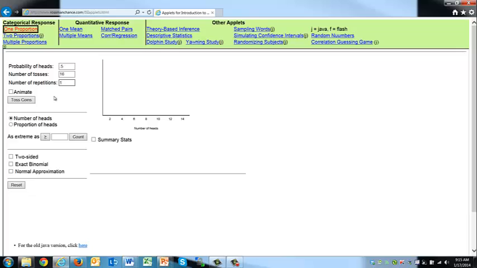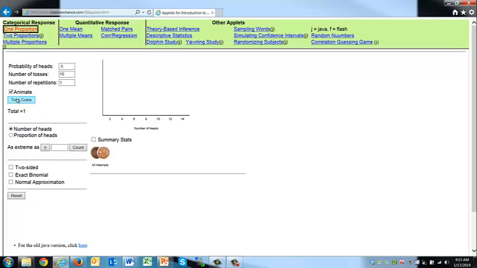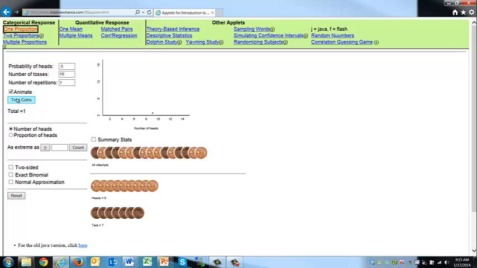Even though ultimately we want to do lots of repetition, we're going to start by doing a single repetition. This will give us one set of 16 coin flips. So we can see now one coin being tossed 16 times. Sometimes heads, sometimes tails is what comes up. We get 9 heads, 7 tails, 1 dot on the dot plot.